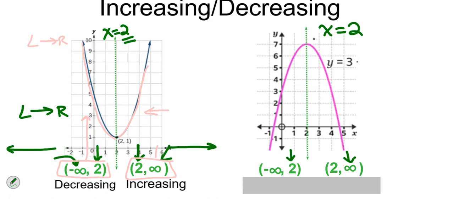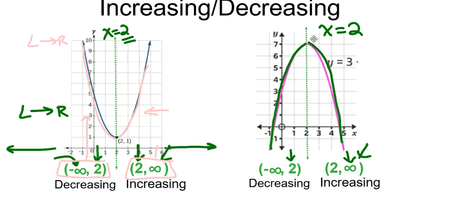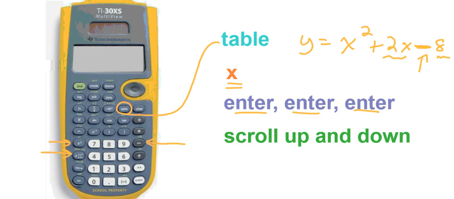Okay. The opposite's true for this, that when we're going left to right, this part is increasing and the second part is decreasing. All right, hopefully that helped. If it didn't, scooch back and listen to it again. That's about the easiest way I have to explain how to do this.